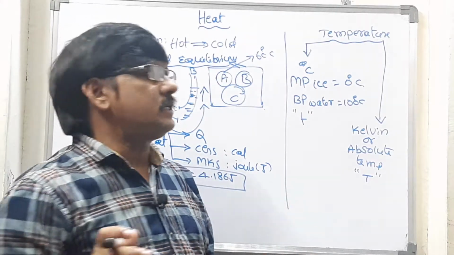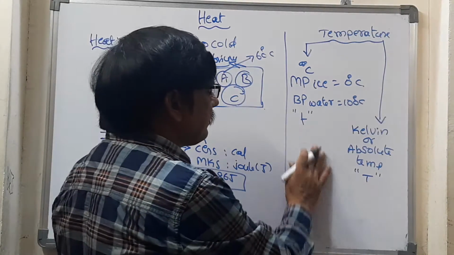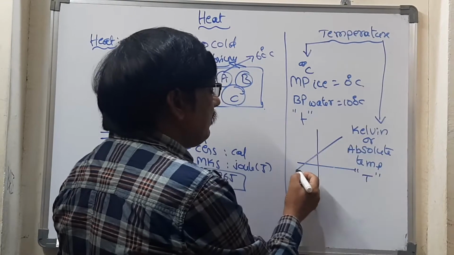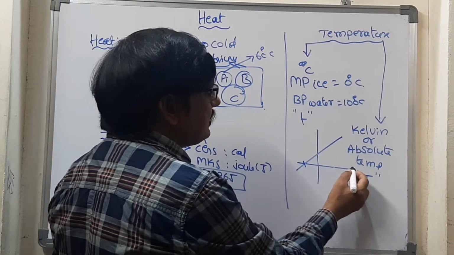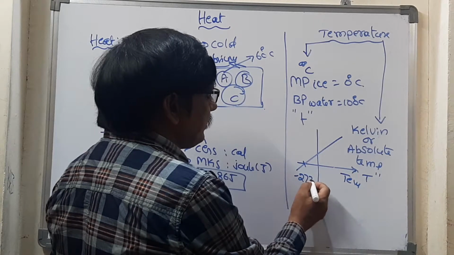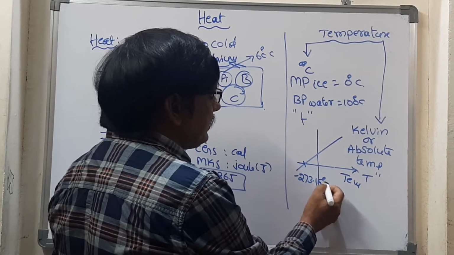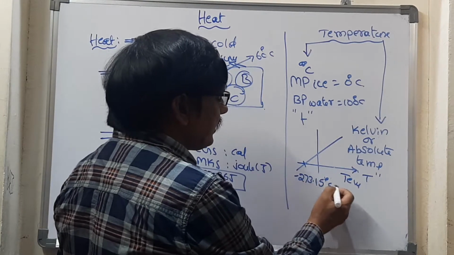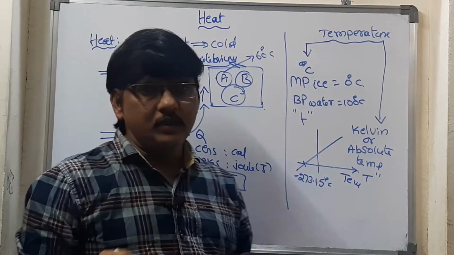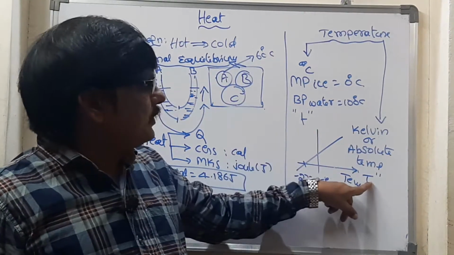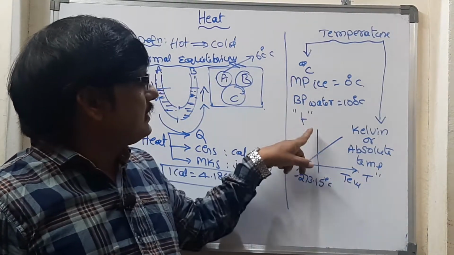And what is the value of this Kelvin temperature? Sometimes it comes in the exam as a graph, and we will take the graph like this. On this side we take the temperature, and this value is minus 273.15 degrees Celsius. This we call the Kelvin temperature, and it is generally represented with a capital T, and degree Celsius is a small t.